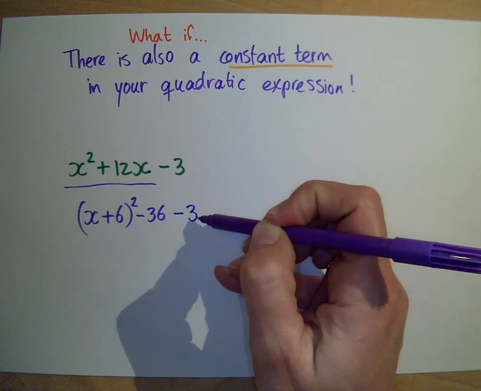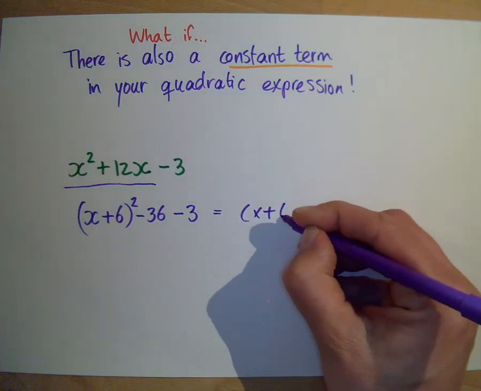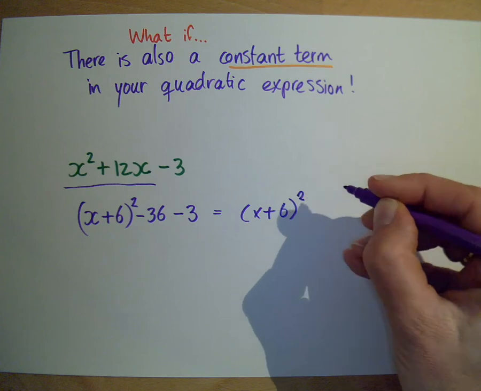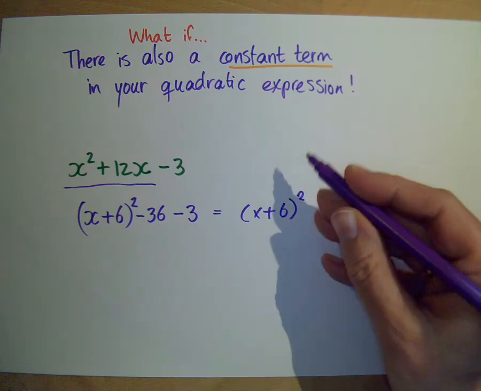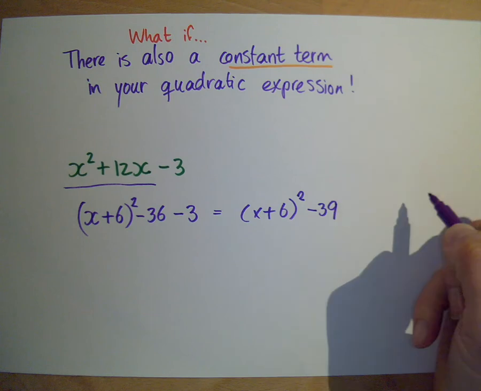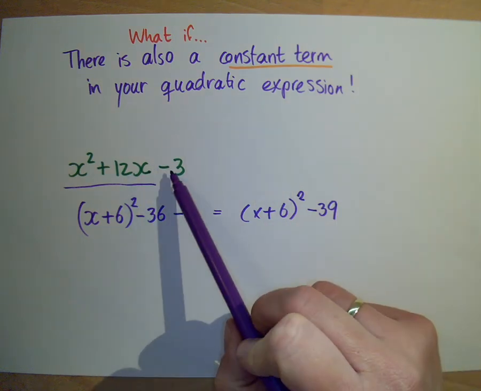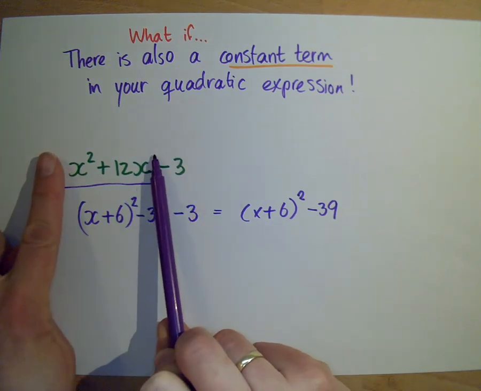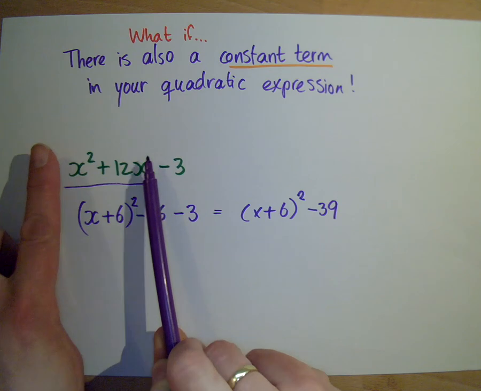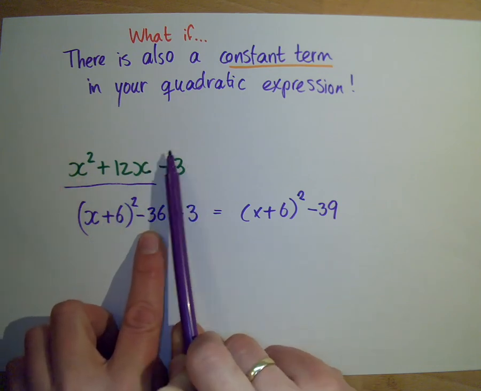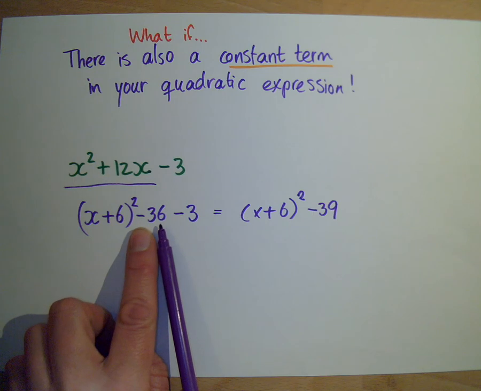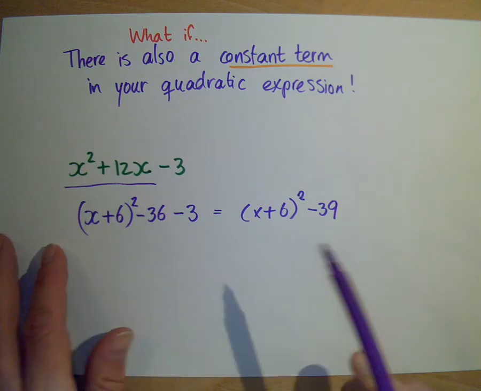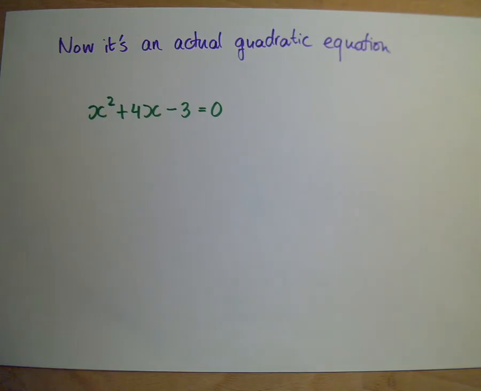And of course we can combine like terms and say, well then this is x plus 6 squared minus 36 minus 3 is just minus 39. So that's how you handle that. You just ignore this at first, take this part, complete the square, and combine your constant term with your other constant term that you've put in to complete the square. Okay, now it's an actual quadratic equation.